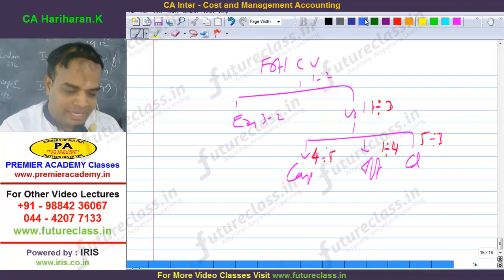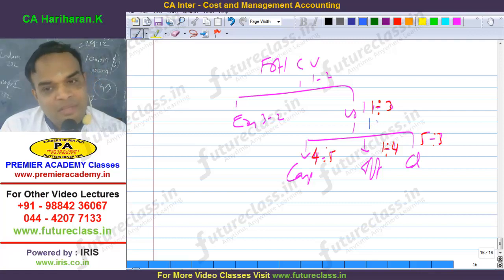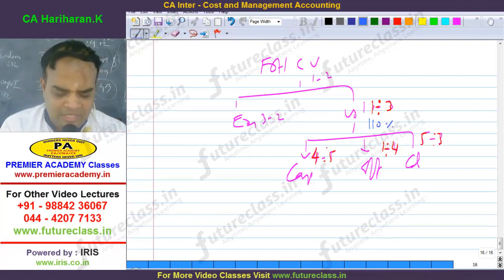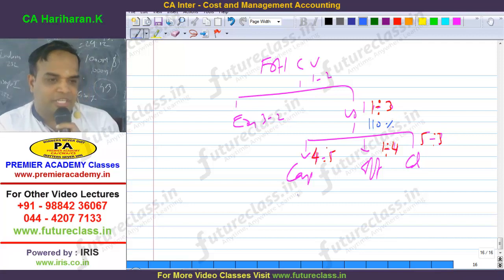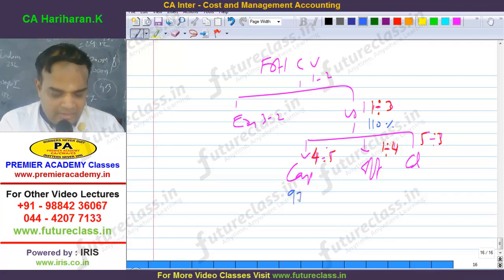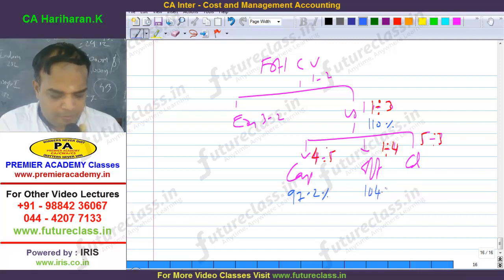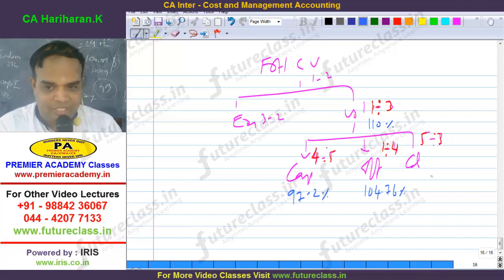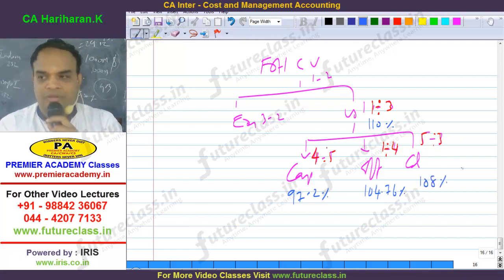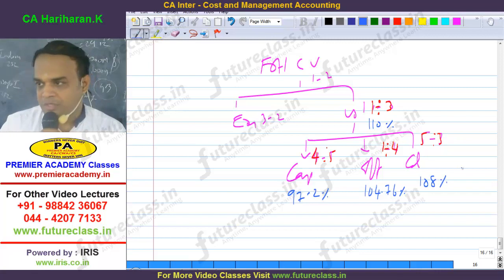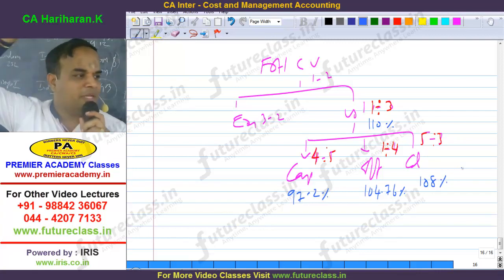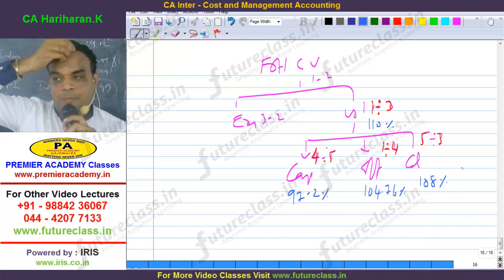Now, tell me, sir, the answer for the volume ratio. Multiply with 100. Full 110%. Capacity ratio 97.2%. Efficiency, tell me, ma'am. 104.76%. Calendar ratio 108%. Got it or not? All of you? How many of you got the ratios also? Happy or not? Now, please stop writing.